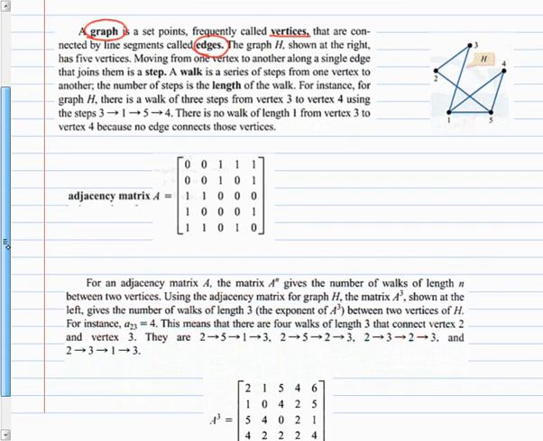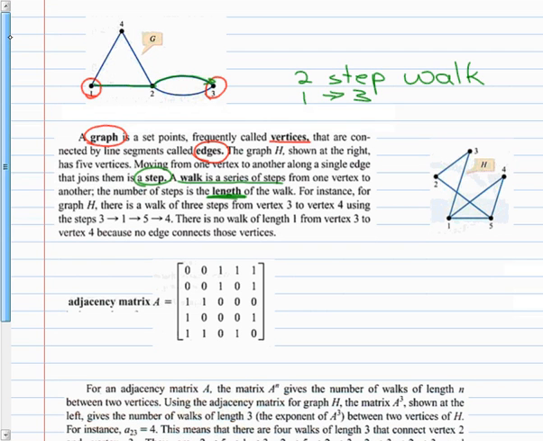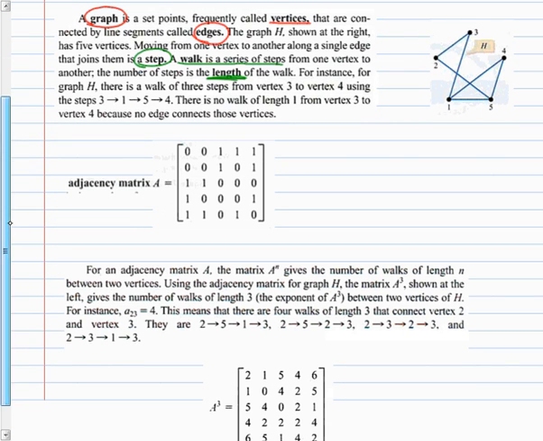So we are going to be looking at the length of the walk, that's how many steps we have. Each thing that joins it, we have steps. A walk is a series of steps. This walk is a 2-step walk right over here.